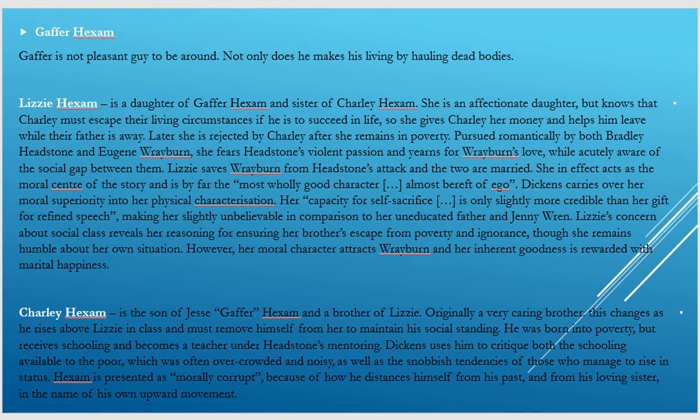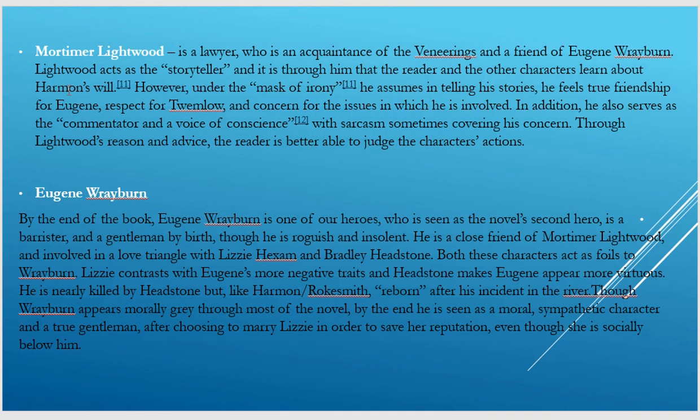So that's the point here. We have Mortimer Lightwood. It's what we call here a lawyer who is an acquaintance of Veneerings. So Veneerings here is a kind of character, and later we know him. And Eugene Rayburn acts as a storyteller.